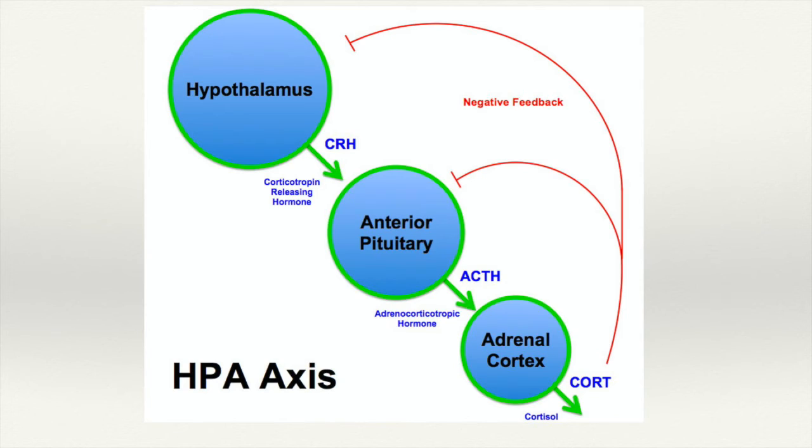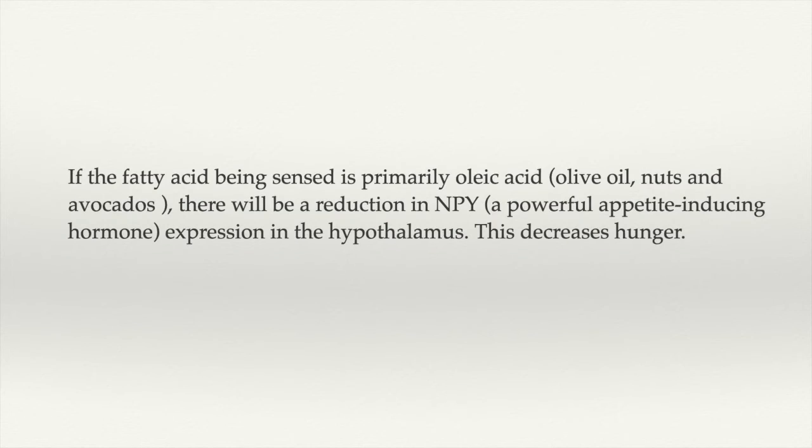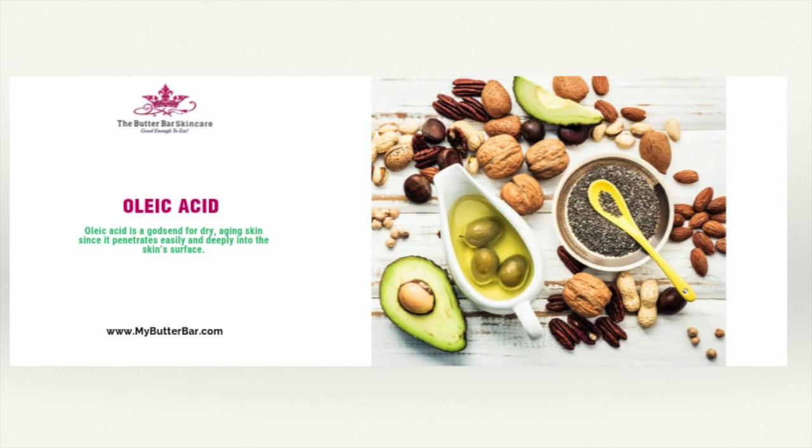If the diet is rich in palmitic acid, a saturated fat, and it's also produced in the liver by excess dietary glucose, then the hypothalamus pituitary adrenal axis is activated, releasing more cortisol than usual, thereby increasing insulin resistance. If the fatty acid being sensed is primarily oleic acid, such as in olive oil, nuts, and avocados, there will be a reduction in the hormone NPY, a powerful appetite-inducing hormone, which is expressed in the hypothalamus. This decreases hunger. The oleic acid is found in avocados, olives, nuts, chia seed, and other seeds.